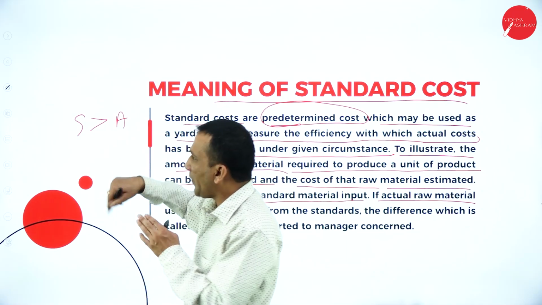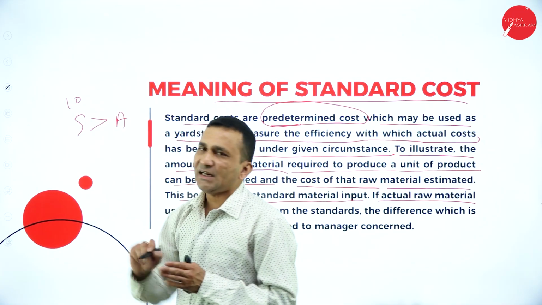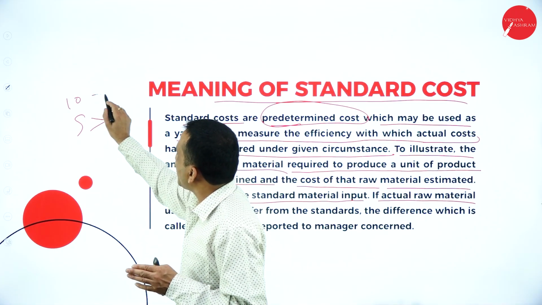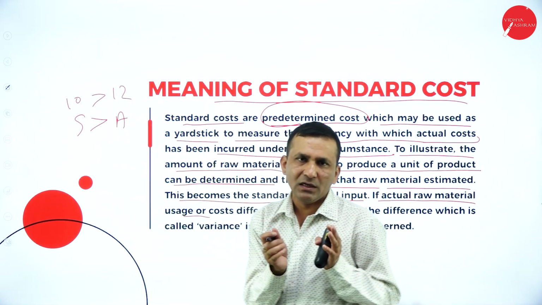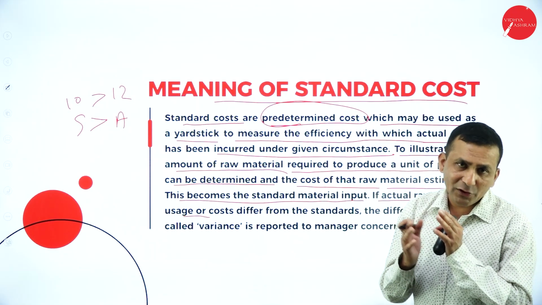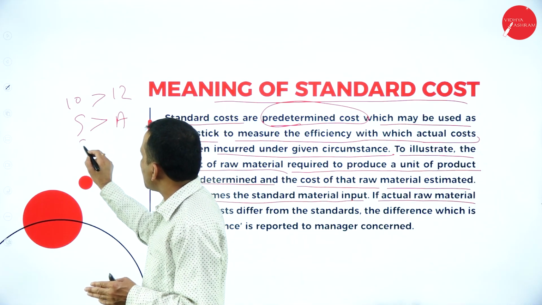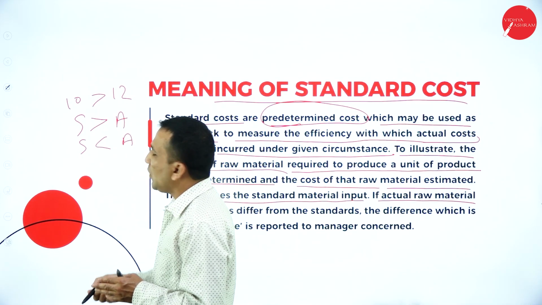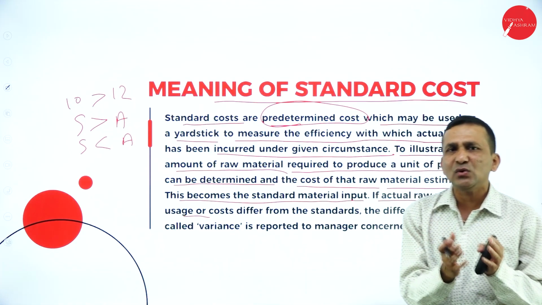For example, the standard is set for 10 units of production. If the actual production is increased to 12, there is a profitability we are able to find out. Vice versa, if the standard is less than the actual, that is talking about a loss.